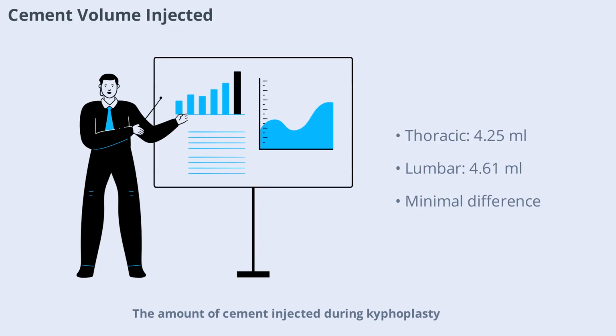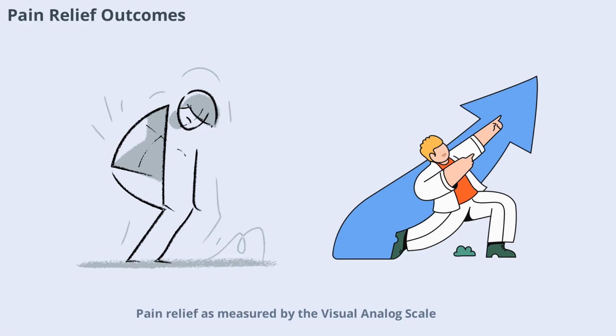The amount of cement injected during kyphoplasty was slightly lower in the thoracic spine, 4.25 ml, compared to the lumbar spine, 4.61 ml. This likely reflects the smaller size of thoracic vertebrae. However, the difference was minimal, suggesting that surgeons generally use similar cement volumes regardless of spinal region, aiming for optimal stabilization and pain relief.